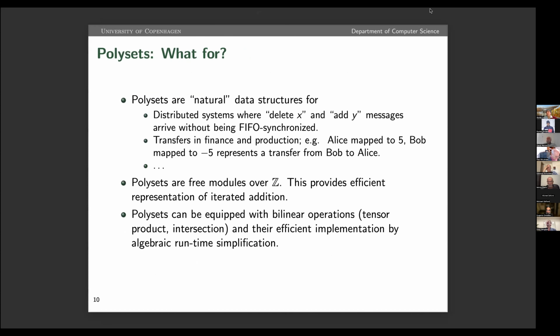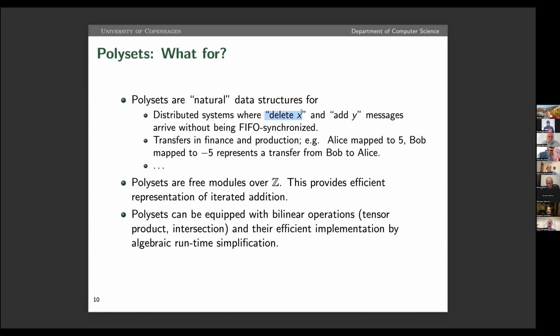So what are we doing with these things? What for? Polysets are actually quite natural data structures. You might say, I don't know, polysets, never heard of those. Actually, they pop up in different contexts. For example, if you have a distributed system and you send messages like delete X, there is some server that maintains information and it gets updated. For simplicity, assume it just maintains a set of values.